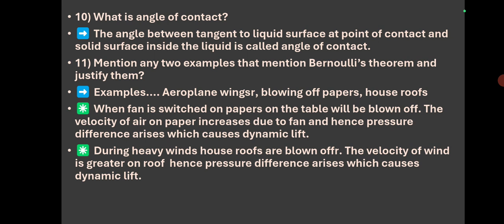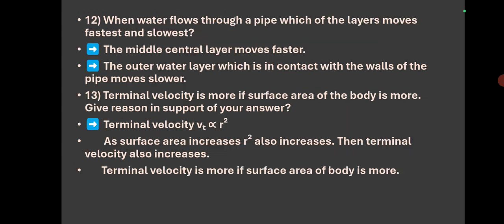Next, during heavy winds, the air velocity over the roofs will be more and below the roof will be less. Below the roof velocity is less, so pressure will be more, and with that more pressure, the roofs blow off, which causes, now this happens due to dynamic lift itself only.